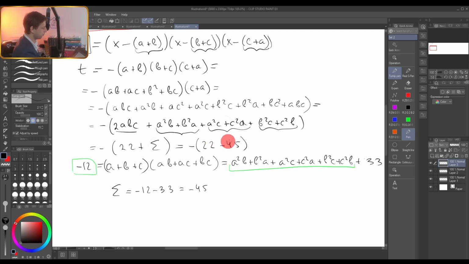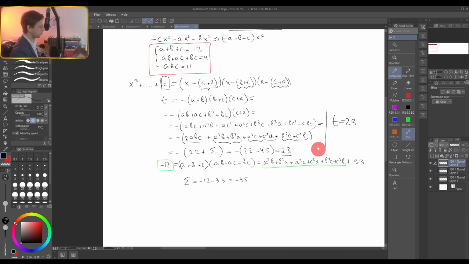Here we have minus 23, and minus of minus 23 is simply 23. And therefore, the value of this expression is simply 23, and the coefficient t that we are looking for should be equal to 23. And it is the correct answer for this problem.